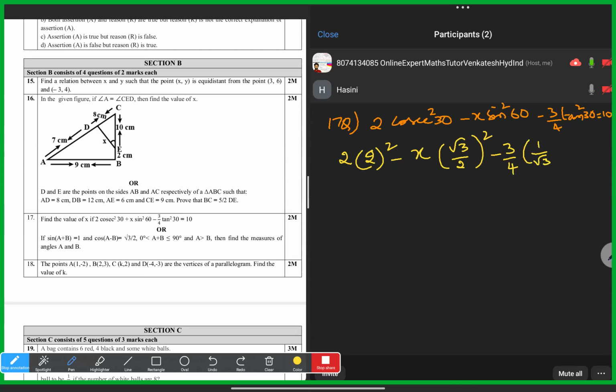Okay. So for the 17th question, only one more bit is there. This is sin(a + b) = 1. Generally, if you check the sin column in the sin table, we get 1 for sin 90. So indirectly they are saying that the angle a plus b together is 90 degrees. If you compare both the RHS and LHS, in the place of a plus b we have 90 degrees, no?